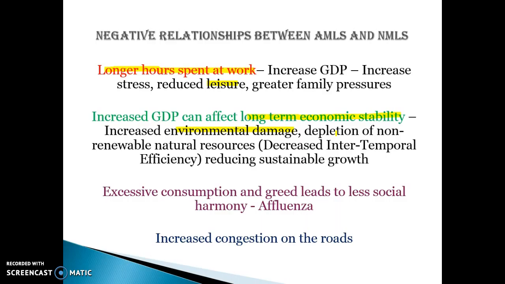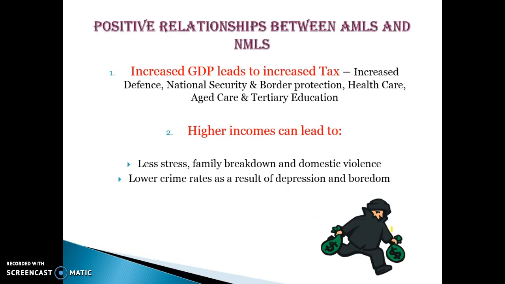Excessive consumption and growth can also lead to this problem of affluenza. And affluenza is like a fancy word for basically people just wanting to continually get rich. So they're never satisfied because they can't keep up with their neighbours, or they just want this endless pursuit of material things. And it can also lead to increased congestion on the roads. More people have jobs, more people have to get to work, so it can lead to increased congestion.